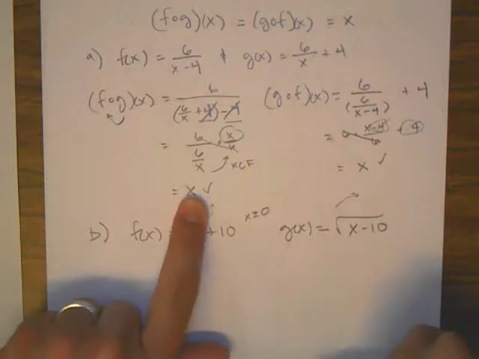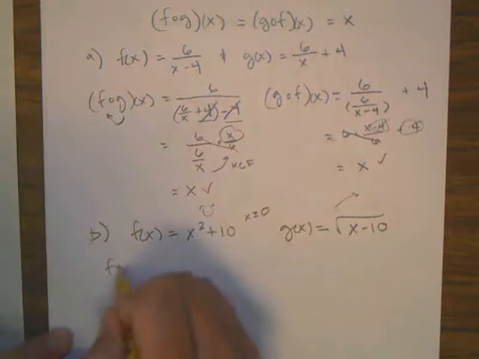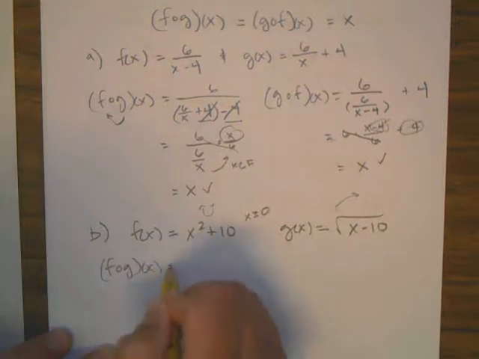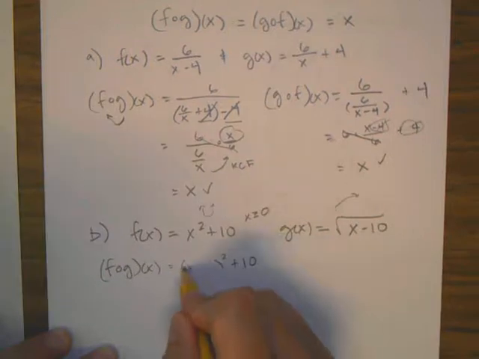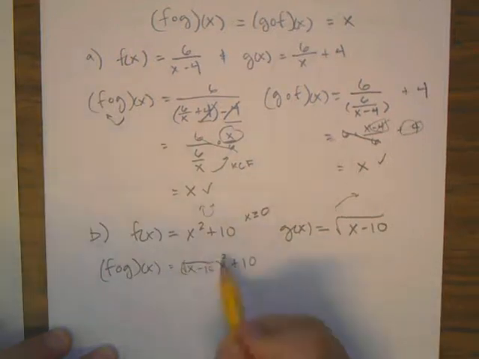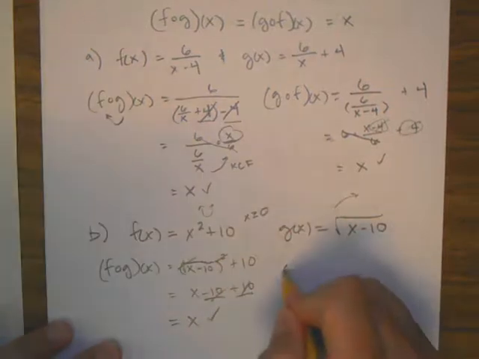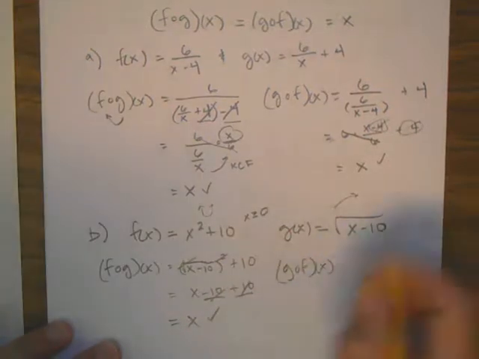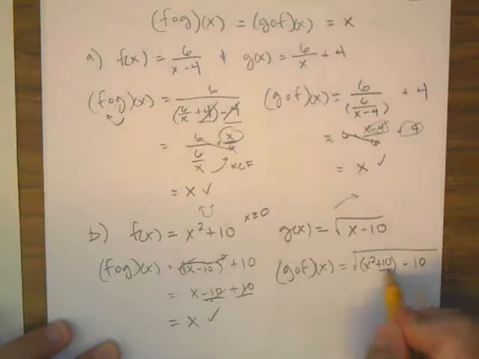But the math, f of g of x: open up f, blank squared plus 10, plug in g, square root of x minus 10, squared. My squared and my square root goes away, leaving me with x minus 10 plus 10, minus 10 plus 10. Check. g of f of x: square root of blank minus 10, x squared plus 10. What happens to my 10s? They go away. Square root of x squared is x. Check.